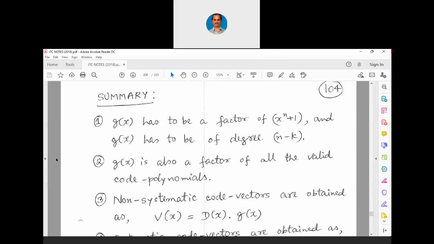Now we have come to the end of cyclic codes. Let me summarize whatever we had discussed till now. Okay, the summary.